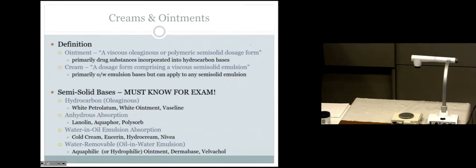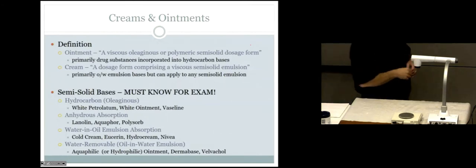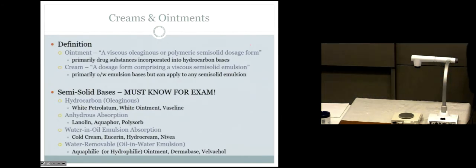On the other hand, there are things like what you're using today for your wet lab, which is the aquaphilic ointment, Dermabase, Velvicol. These are the opposite. These are the oil and water, where water is the external phase, which means they're definitely the brighter white in color. They're much softer and not nearly as stiff, and they rub right in. Okay?